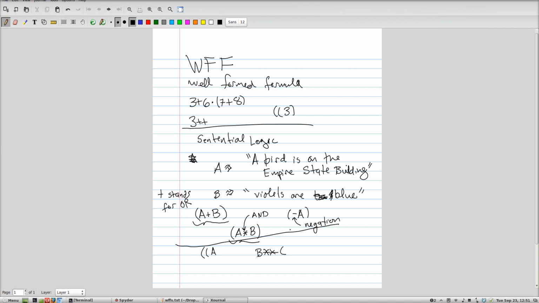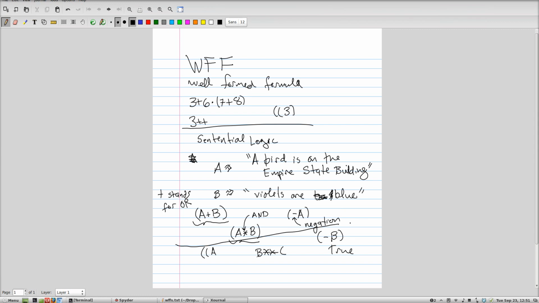So this is a well-formed formula, and it's true if and only if A is not true, which again depends on whether the stupid bird actually is on the Empire State Building or not. But not B is definitely true because B is definitely false.